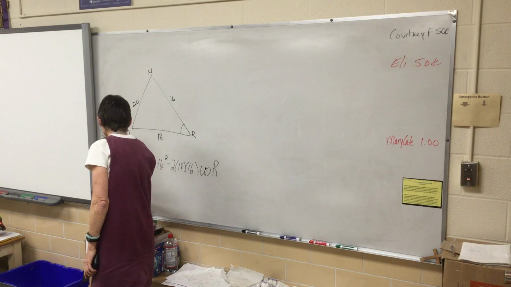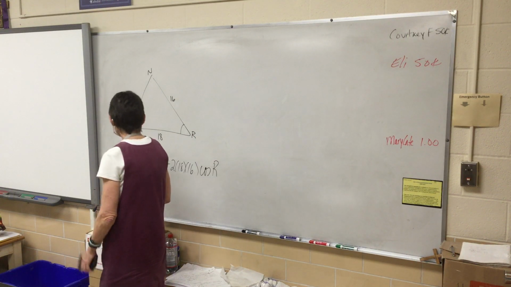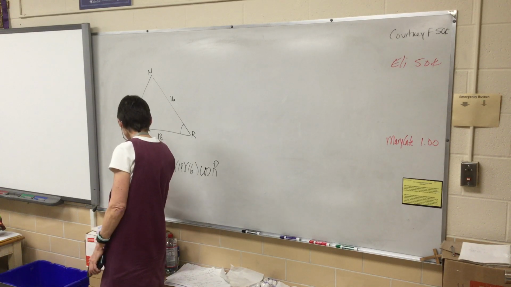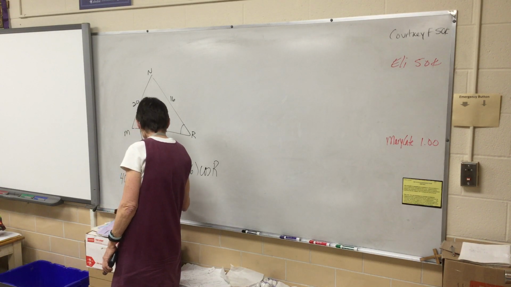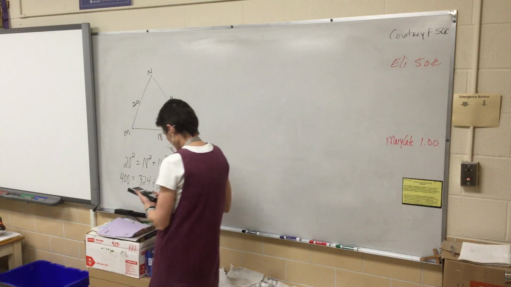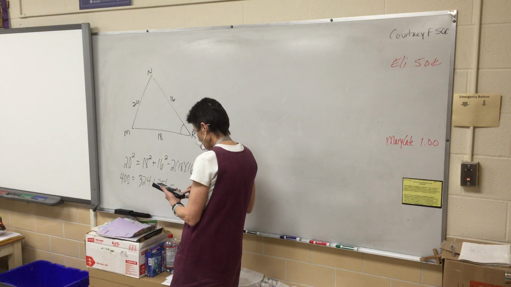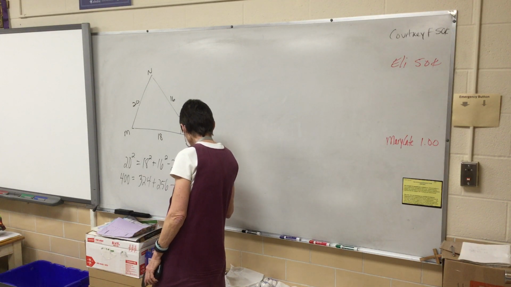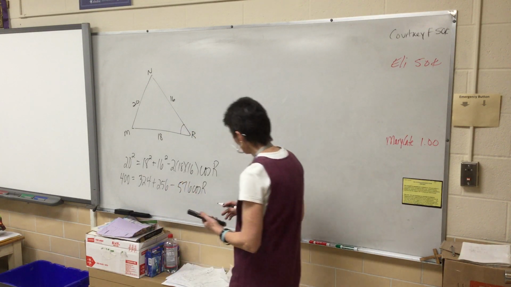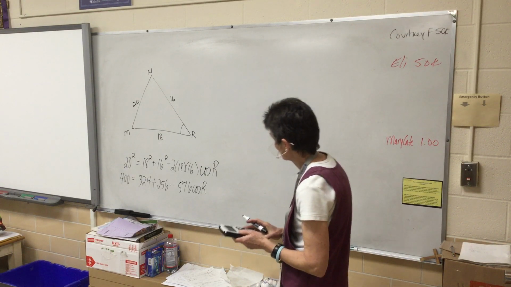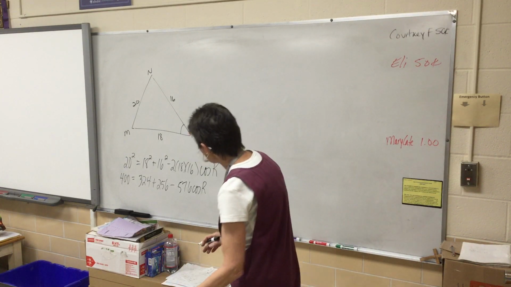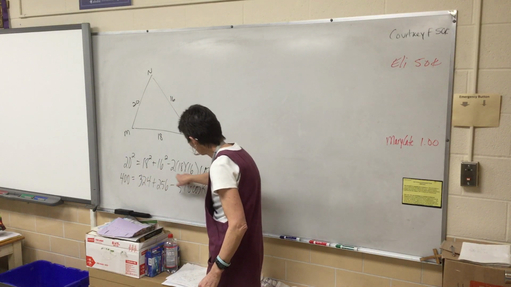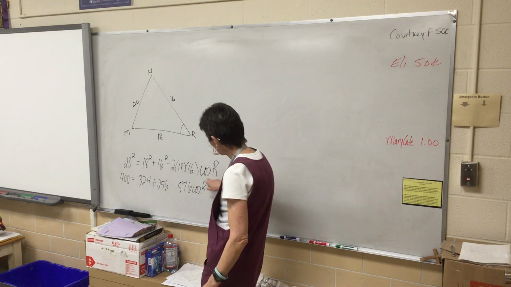So 400, 18 squared, is that 324? I can never remember. Yep, 324, 256, 2 times 18 times 16. Remember, these are all multiplied together, so that's 576 cosine R. So that's a good way to start. We just squared all the stuff that needed squaring, and we multiplied all these numbers together, the ones that are hooked to the cosine.